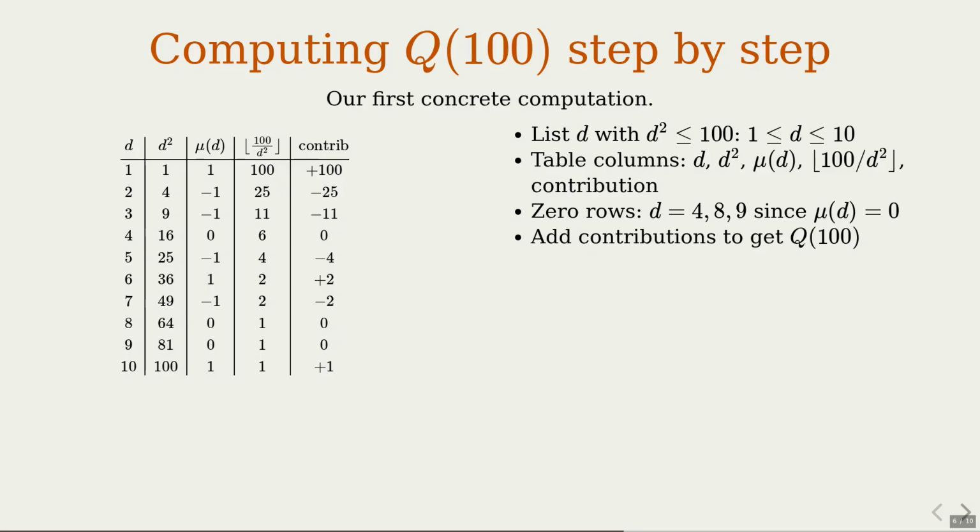Here we have one term for each d from 1 to 10. The terms with d equal to 4, 8, and 9 vanish because mu is 0 there, and the remaining terms add up to 61. So out of the first 100 integers, exactly 61 are square-free according to this calculation. We could check this by listing all numbers up to 100 and deleting the ones with square factors, but the Möbius method got us there systematically.